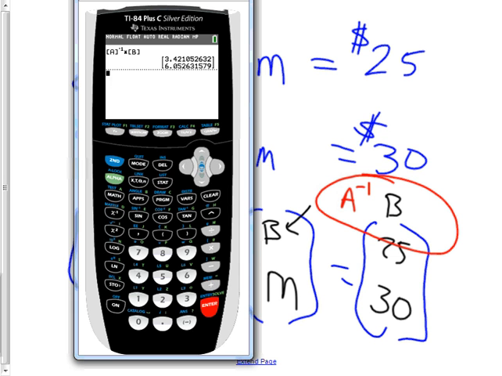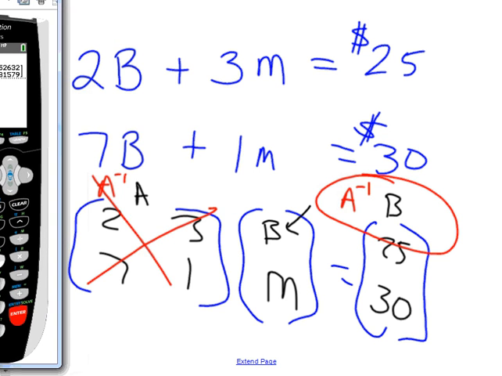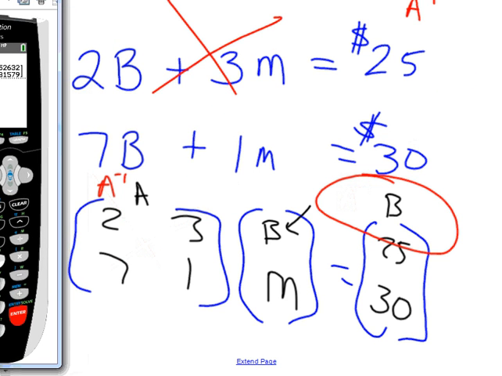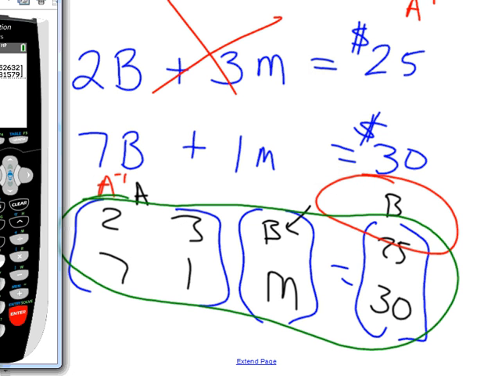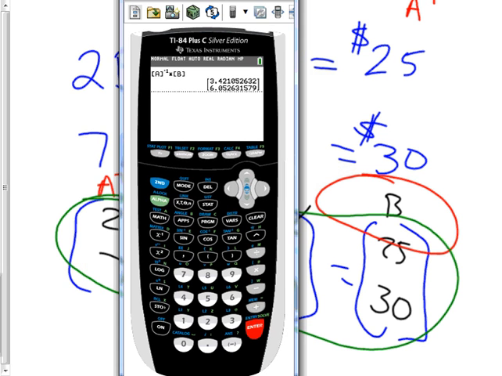That's how you could use it in the real world. And the ACT question could have been, here's the story about bagels and muffins, and then you make the equation, you stick it in the matrix and get the answer. Or the ACT could have just jumped right to this and said, here's a matrix problem, solve it. See what I mean? They might not make you do the whole story. They might just say, here's a matrix problem that you could solve. What's B and what's M? All right. So if you know your matrix buttons, that would help you for the ACT.